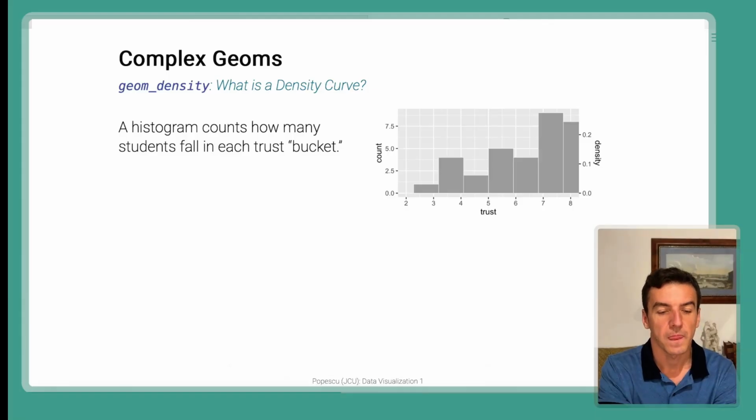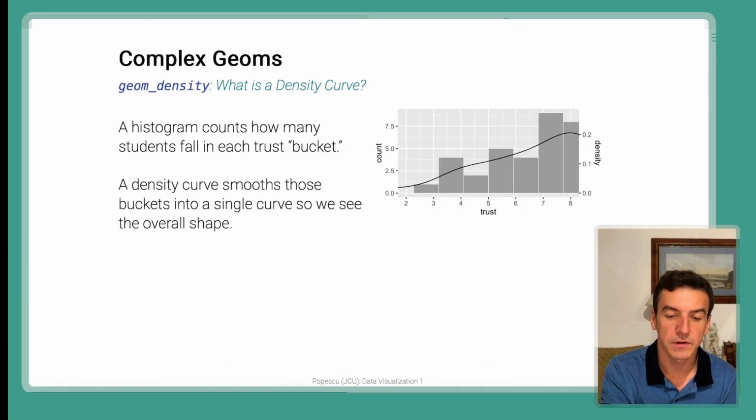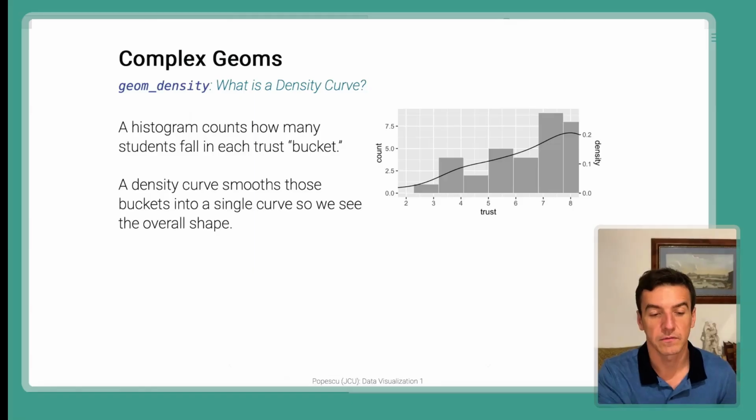Okay, this takes us to another important complex geom, geom density. This is also connected to a histogram in a way. This is what we did previously. This is, for example, how a density curve smooths buckets, the buckets relevant for histograms, into a single curve that allows us to see the shape of our data.